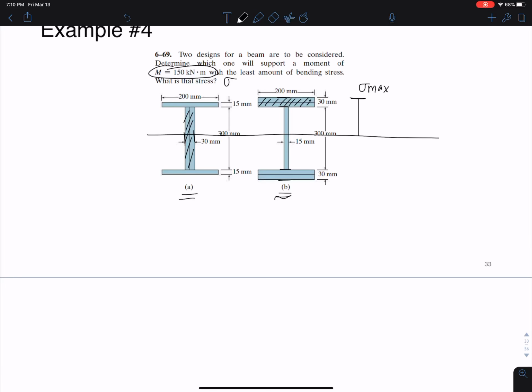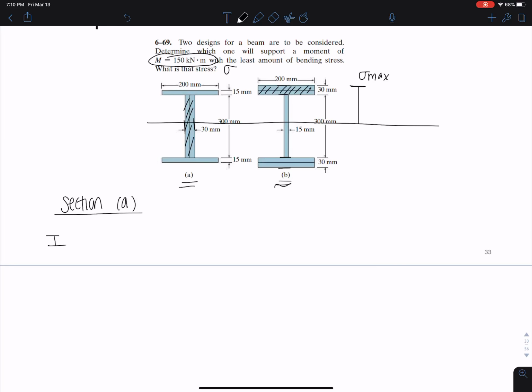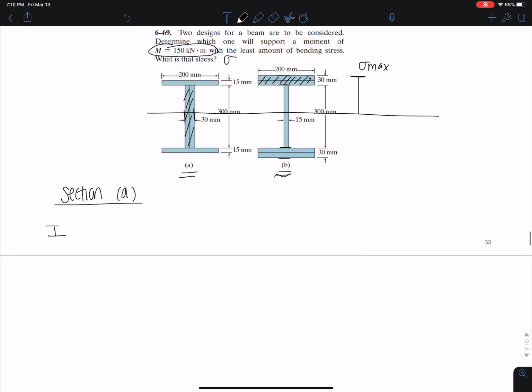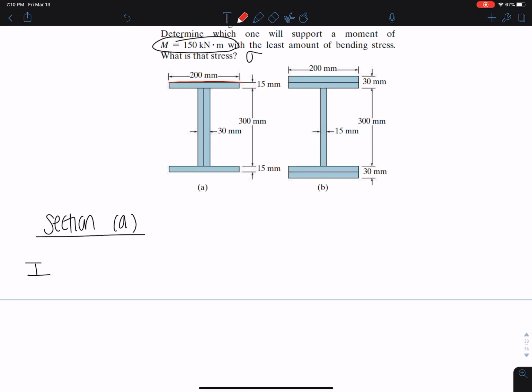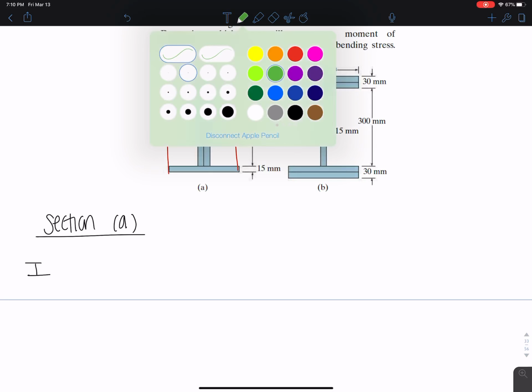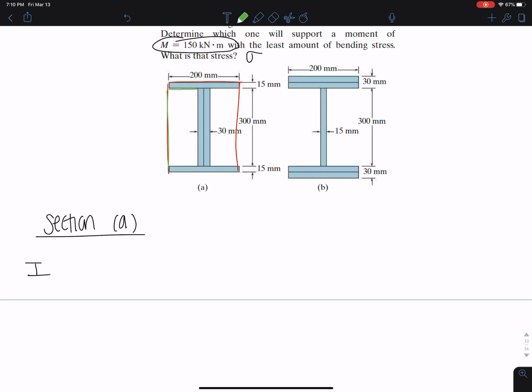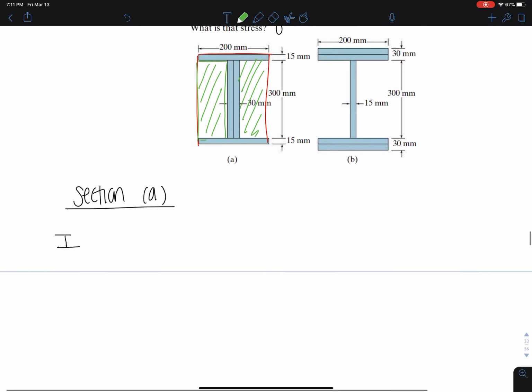Okay, so section A, let's start with section A. The first thing we want to do is find the moment of inertia of section A. And I'm going to do this a little bit of a different way. I'm going to erase this stuff so I can show you the alternate way of calculating moment of inertia in case you did not like the parallel axis theorem. What we do is take the whole moment of inertia of this block, but then minus the moment of inertia of this and of this section, and I will get my answer that way.